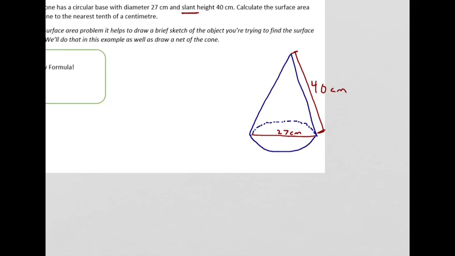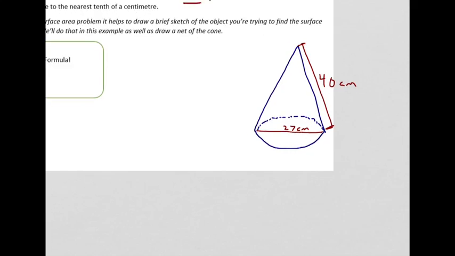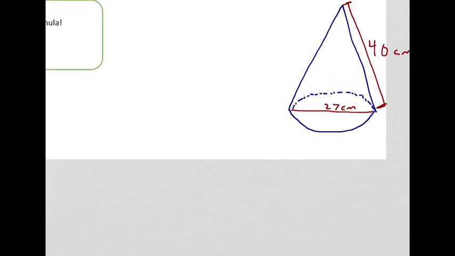Now let's think about this for a moment. What shapes do you recognize on this cone? There's a circle on the bottom. So likely the area of a circle is going to be relevant to our problem. But there's also this strange part, the part that goes around the top of the cone. That's called the lateral face. It looks a little strange, but I'll give you a quick formula to find the area of that lateral face.